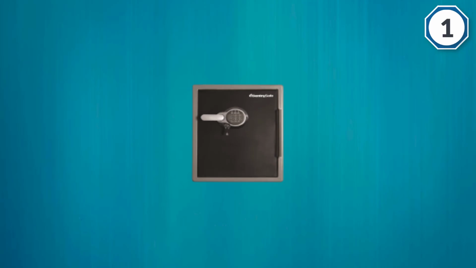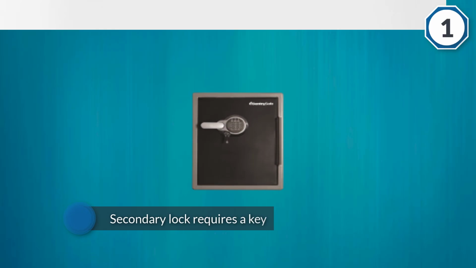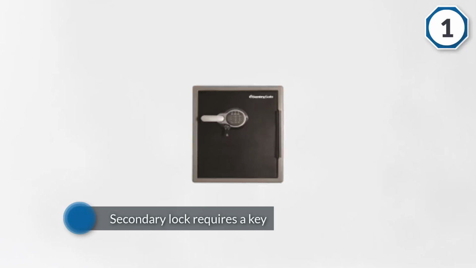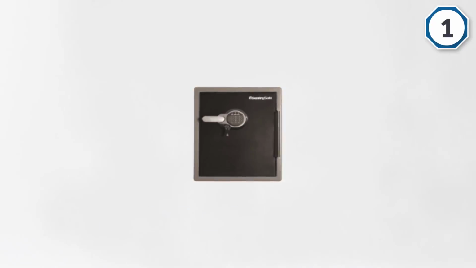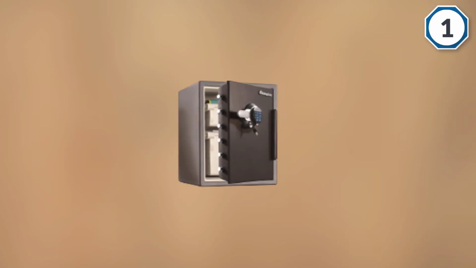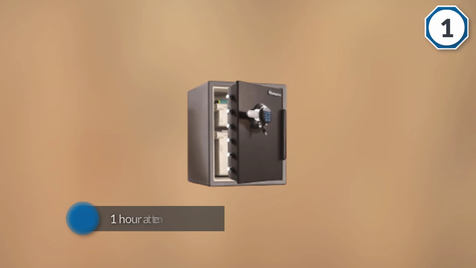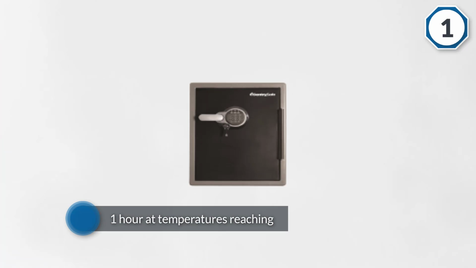A secondary lock requires a key for extra security. It's certified to keep your valuables safe for up to 1 hour at temperatures reaching 1,700 degrees. This safe can withstand a fall of 15 feet in case you need to toss it from a window.